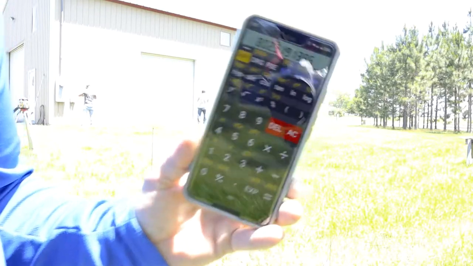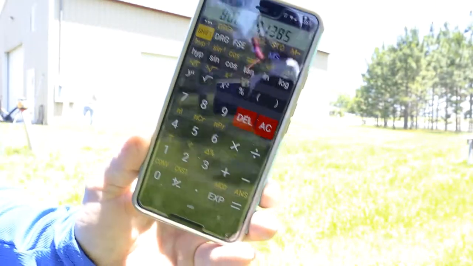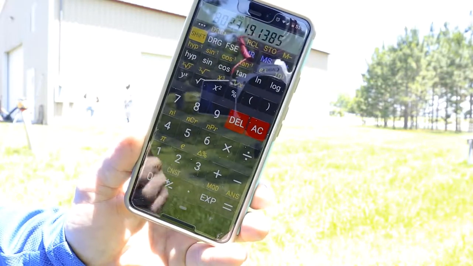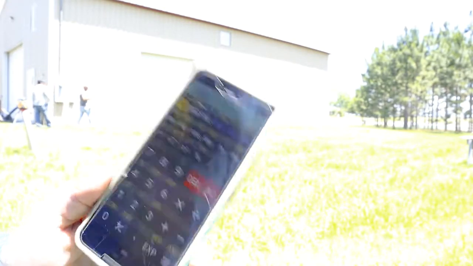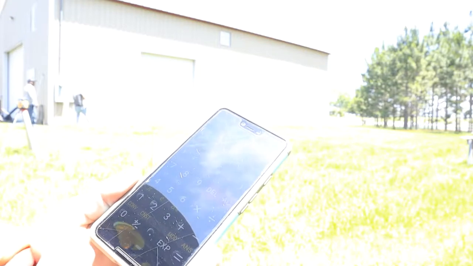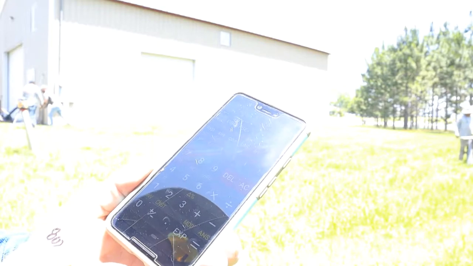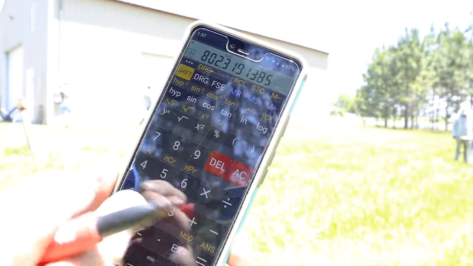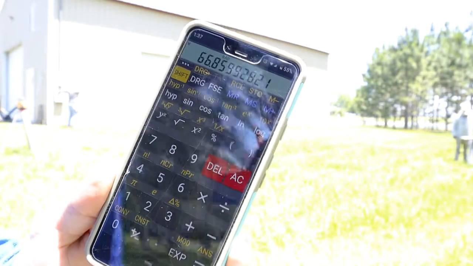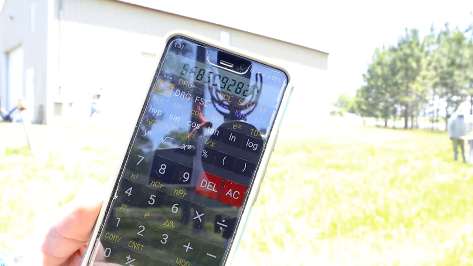Now I need to convert it back into feet, because my 100 foot tape only has feet and inches. So I'll take 802.32. That's close enough for inches. Divide by 12. It gives me 66.8 feet, which is 802 inches.